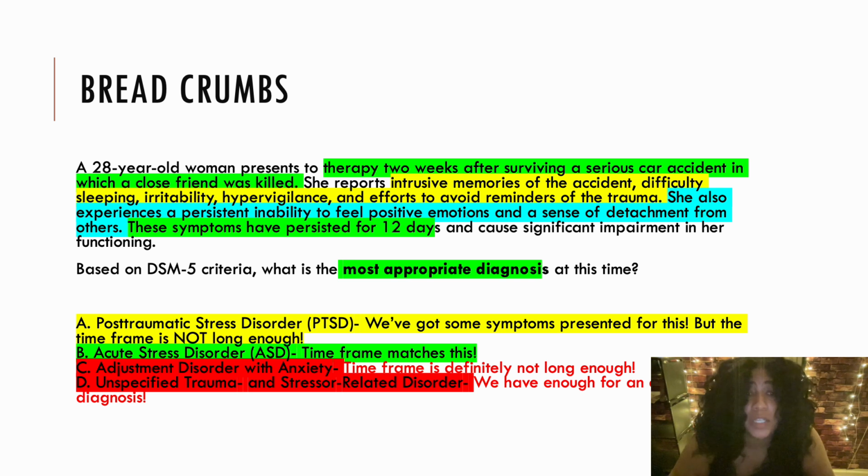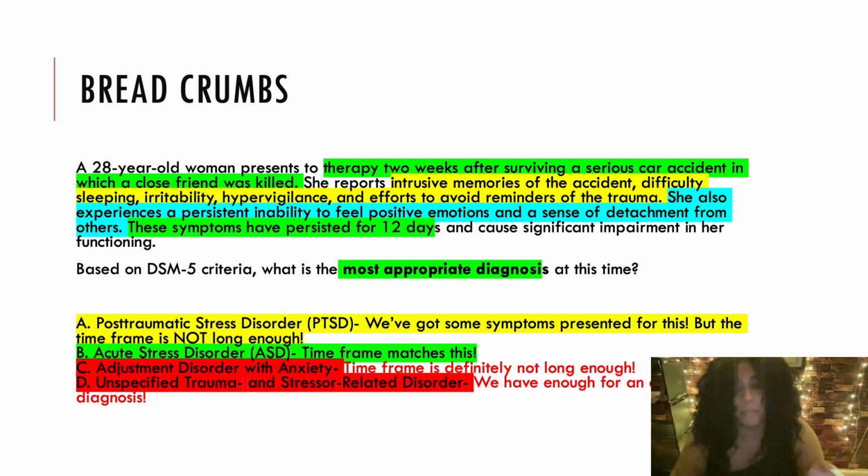C says adjustment disorder with anxiety. Time frame is not long enough for that to be the answer. Adjustment disorder is what, 3 days or 3 months, right? Not long enough, too short. So D says unspecified trauma and stress related. We have enough information for an accurate diagnosis here, and the accurate diagnosis is acute stress disorder because the time frame matches that, right?